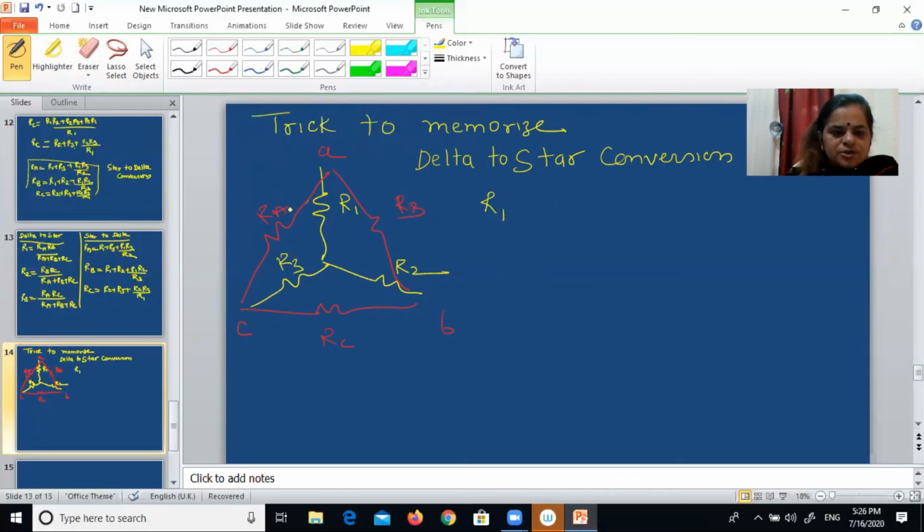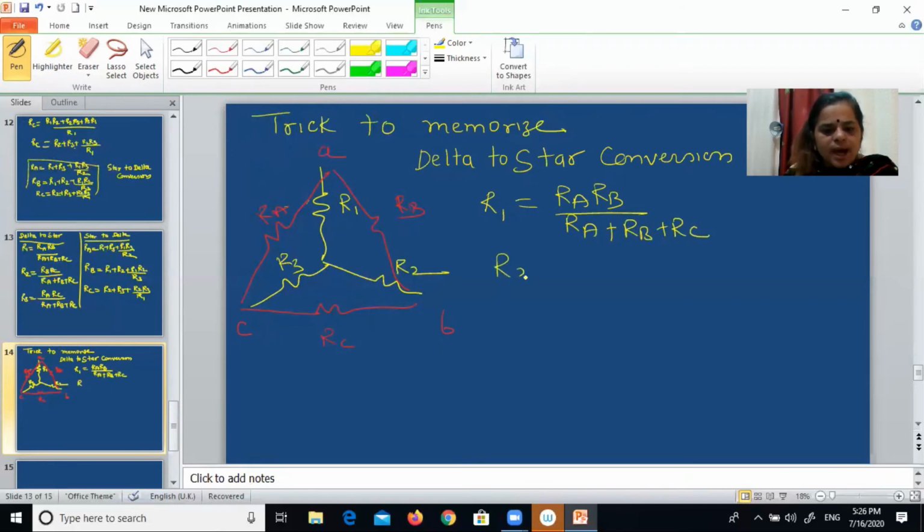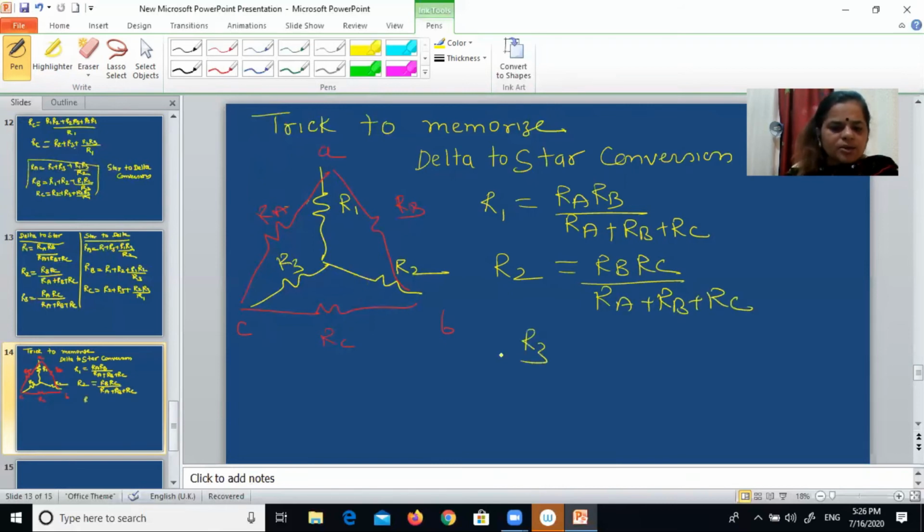So when we are doing delta to star conversion, how you can remember it: for R1, the surrounding resistances are RA, RB, they will be in multiplication in the numerator, and the addition of all three resistances will be in the denominator. R2, the surrounding resistances of R2 are RB, RC, so RB RC divided by RA plus RB plus RC. Similarly for R3, the surrounding two resistances of the delta are RA, RC. So RA RC multiplication will be in the numerator, and the denominator will be the same for all three.